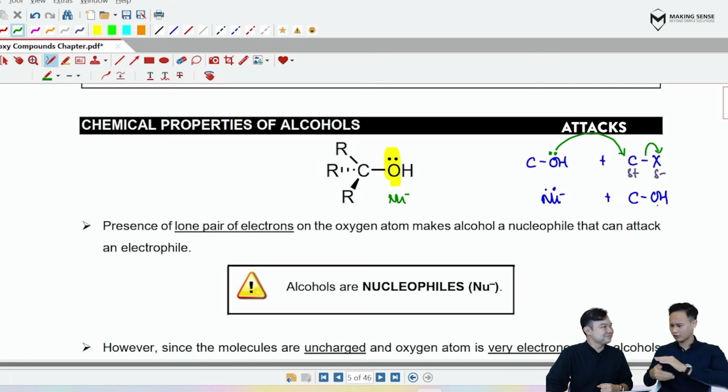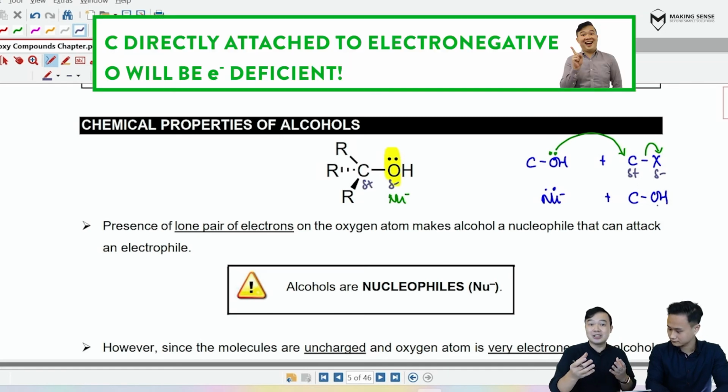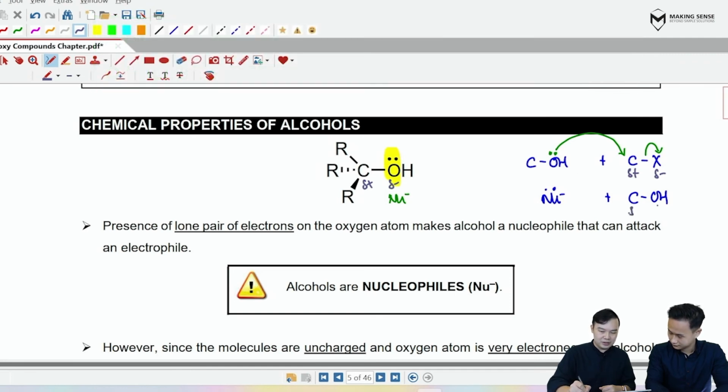Now, Mr. Leong, but alcohols can also behave as electrophiles, right? That's right. Like what Mr. Tim said, O is very electronegative. It is going to acquire a delta minus charge. As a result, the carbon that's just beside it is going to be electron deficient, and that is exactly why it is an electrophile. If I look at your C-OH, your C is electron deficient. Your nucleophile is going to come in to attack the C, causing the C-OH bond to break off. And if I look at this, your C-OH is acting exactly as an electrophile.